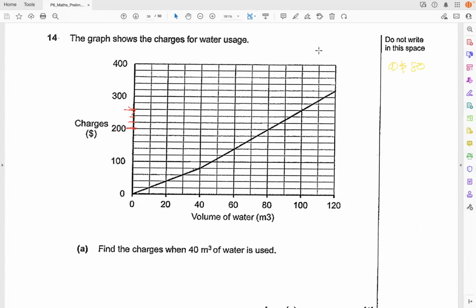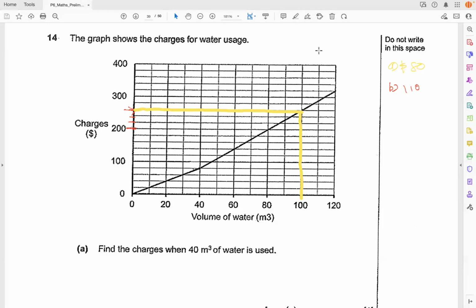So you draw a line. Let me use my yellow. Use your ruler to help you. So it's 100. The answer is 100. So part B is 100.